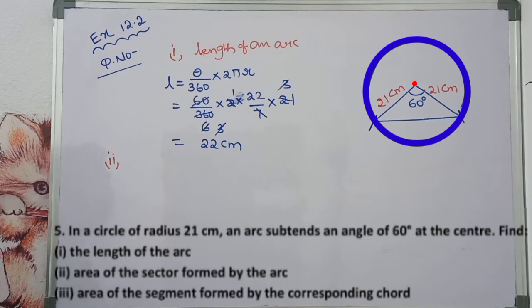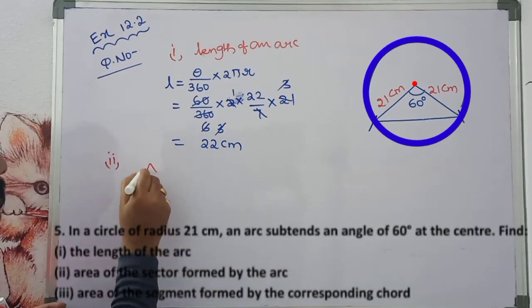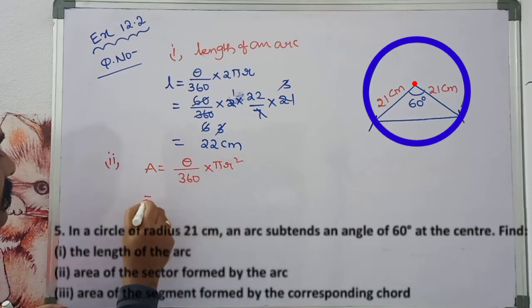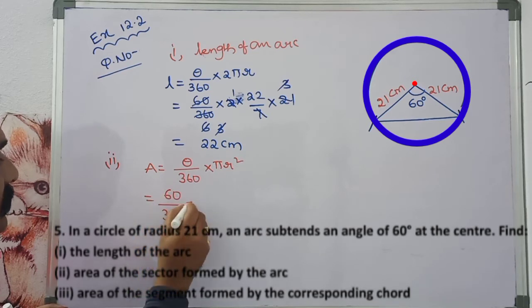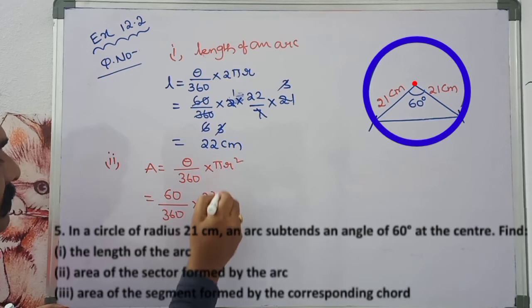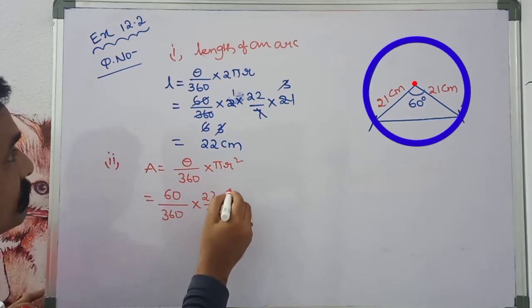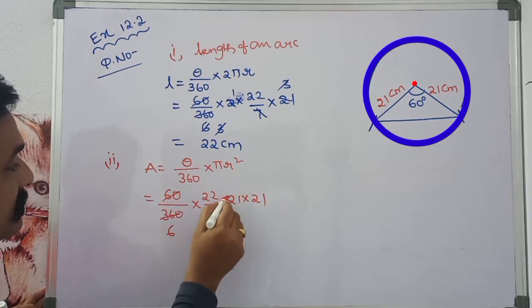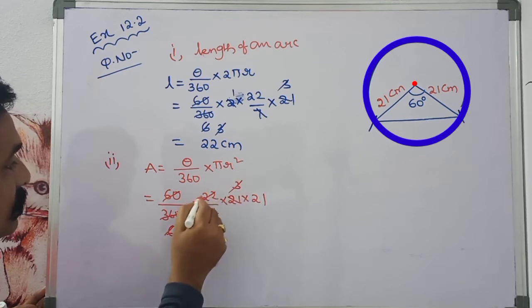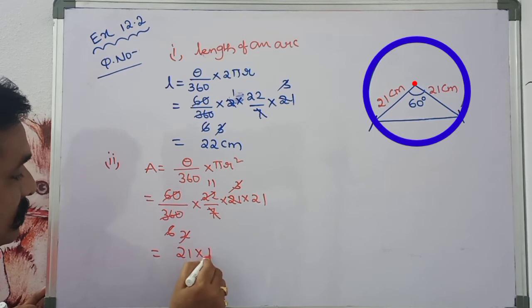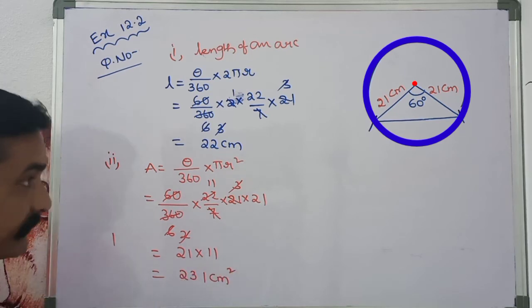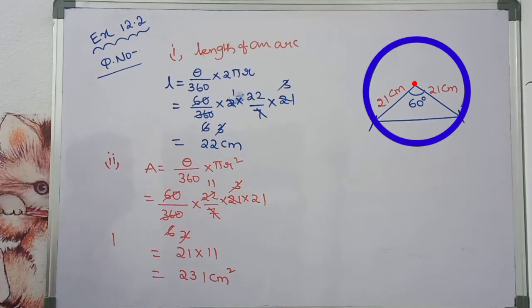The second question is the area of the sector. The area of a sector formula is A equals theta by 360 into pi r square, and theta is 60 by 360 into 22 by 7 into radius, 21 into 21. 60 goes 6 times, 7 3 times, 3 2 times, 2 11 times. So 21 into 11 is 231 centimeter square.